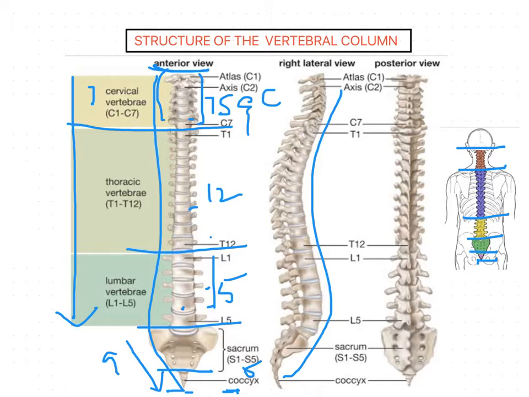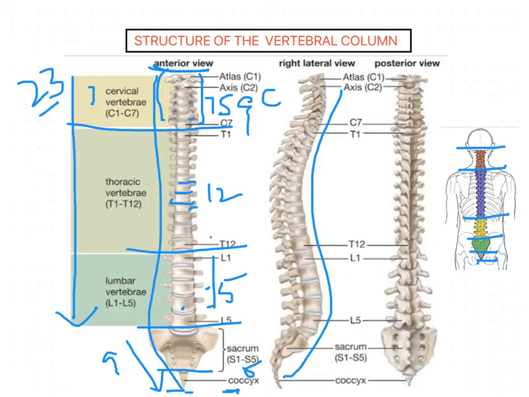we find the intervertebral disc. In between two vertebrae we can find the intervertebral disc. How many intervertebral discs? We have 23 intervertebral discs, because the remaining 9 vertebrae are fused, so we can find only 23 intervertebral discs.